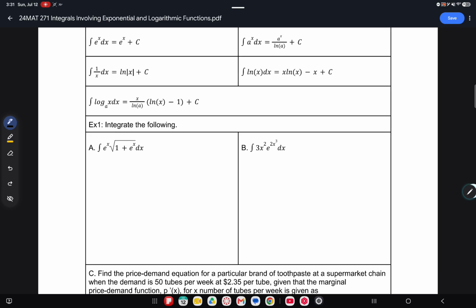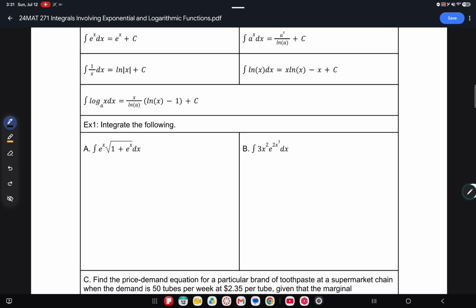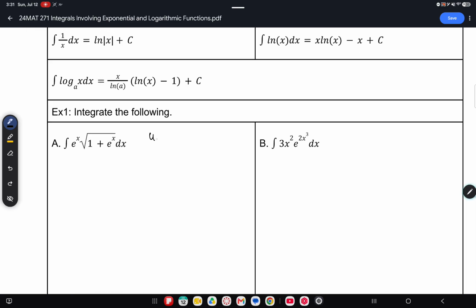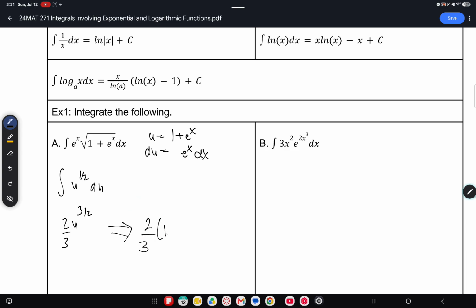So let's just go through some using these. I have to do u sub, right? So u would be 1 plus e to the x. So the du is just going to be e to the x dx. So my new integral is u to the 1/2 du. And then I can integrate that. That's 3/2 and then times 2/3. But then I want my original variable. So 2/3, 1 plus e to the x, to the 3/2, plus c.